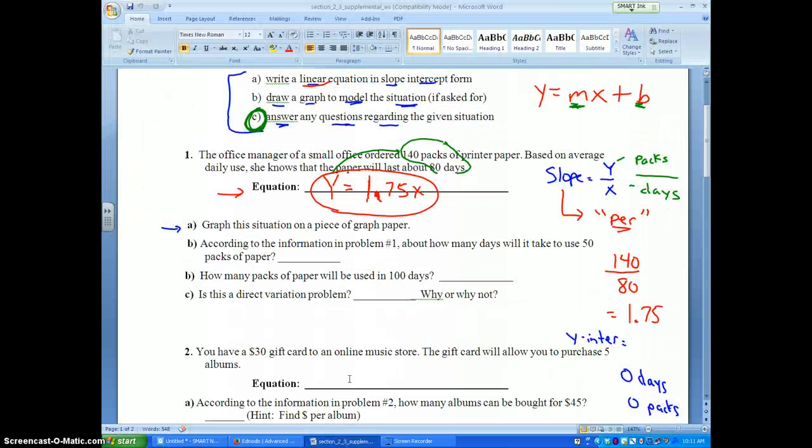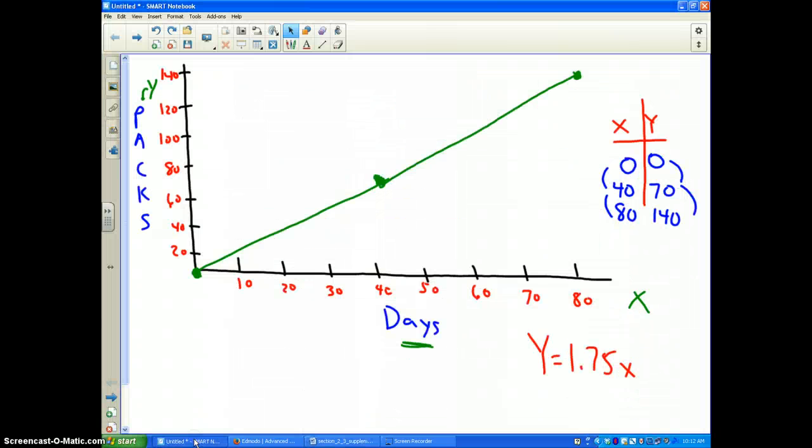The question says, letter B, according to the information in problem 1, how many days will it take to use 50 packs of paper? So you could use your equation and figure it out, but the key word says about. And so I'm just going to use my graph. Now what I'm going to do is go find where 50 packs of paper is, which must be somewhere about right there.